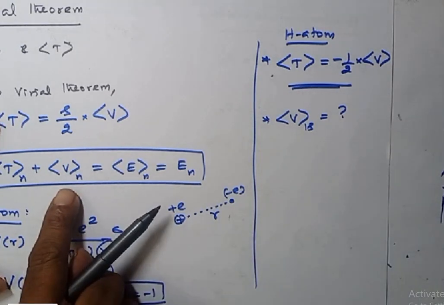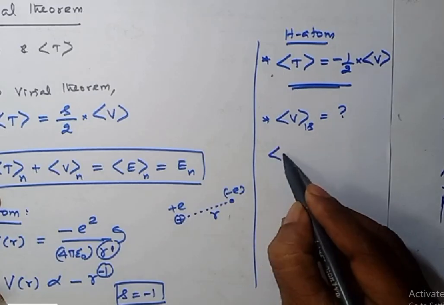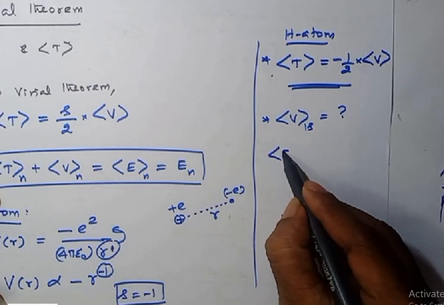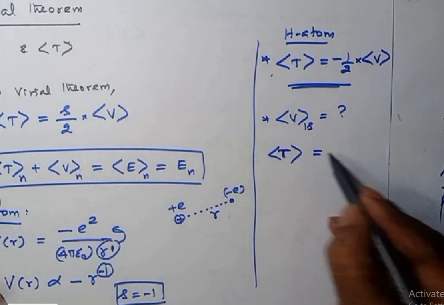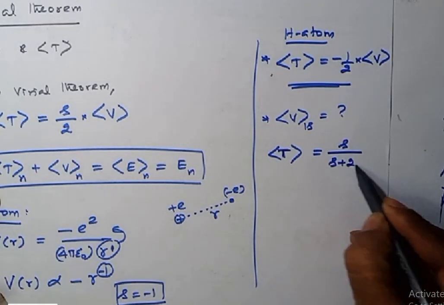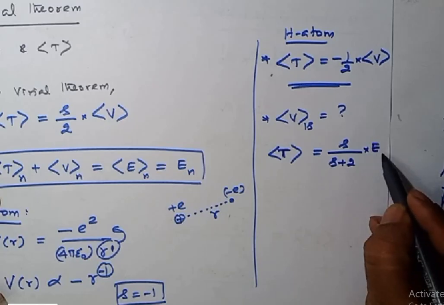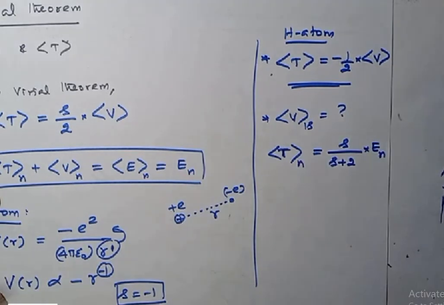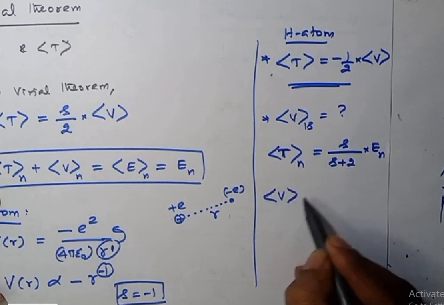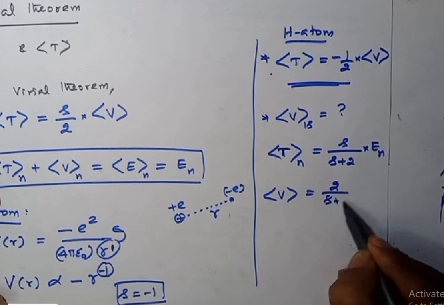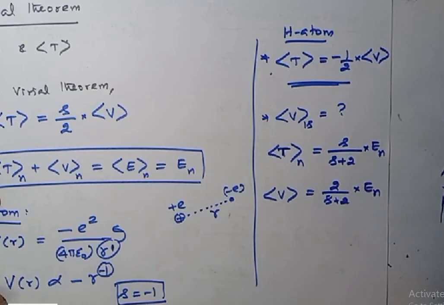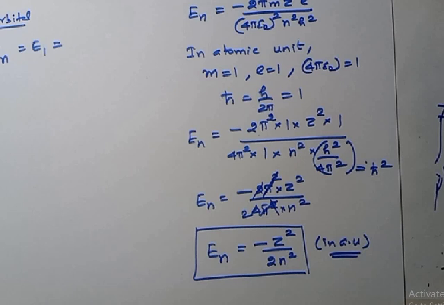Listen, we know very well the average kinetic energy, let me write T for kinetic energy, is equal to s by s plus 2 into the total energy of the electron in the nth state. Similarly, the average potential energy is equal to 2 by s plus 2 into the total energy in the nth state. Take this. This is the energy formula, the energy of the nth state of the hydrogen atom in atomic units. It is minus 1 by 2n square. Okay, take it.